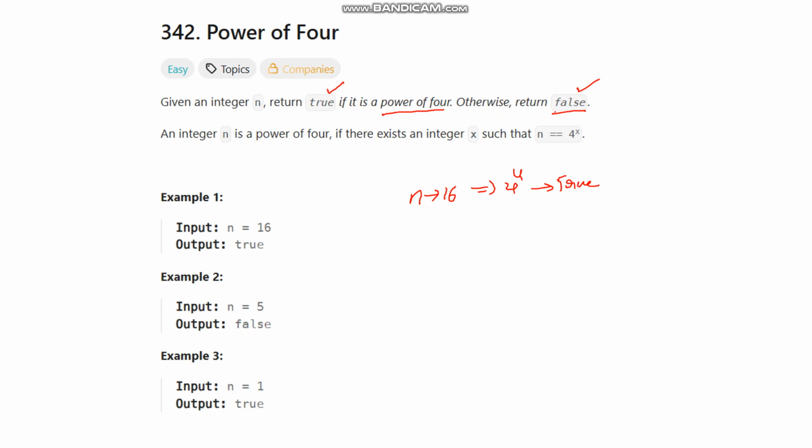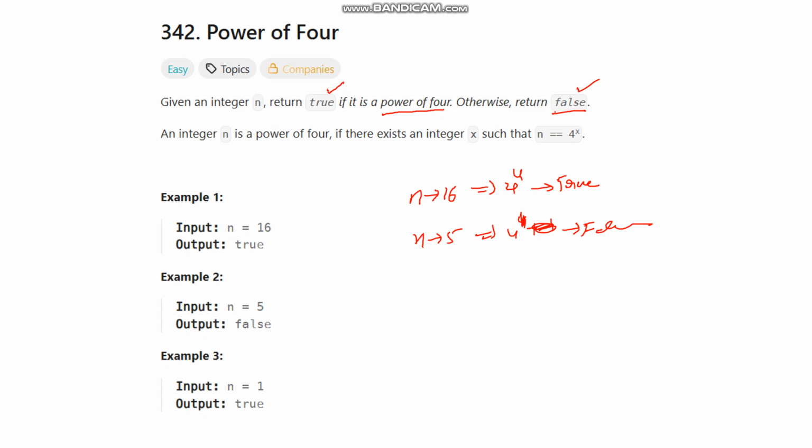Next, come to this one. The n value is 5. Whether it is possible to write 5 in terms of 4? 4 power 1 plus 1. Here 4 power 1 is possible, but the plus 1 is not adding here. That's why the answer is false here. 5 is not a power of 4.